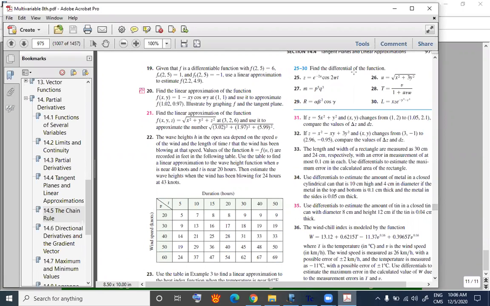Okay, find the differential of the function. Find the differential, it means the derivatives. Right, the differential of the function. Now they say differential because differentials are right here with respect to x, with respect to y. It means that you want to find your gradient. Let me point to the lesson.